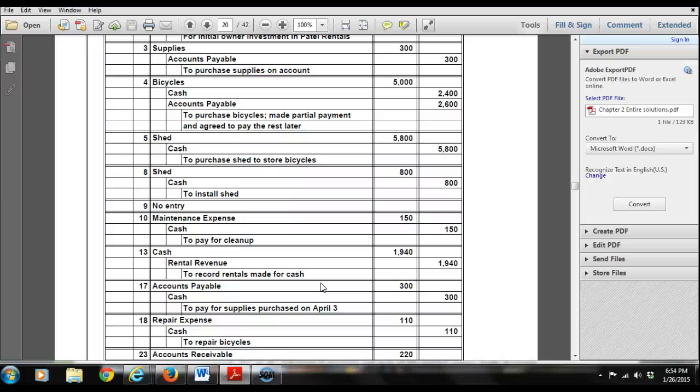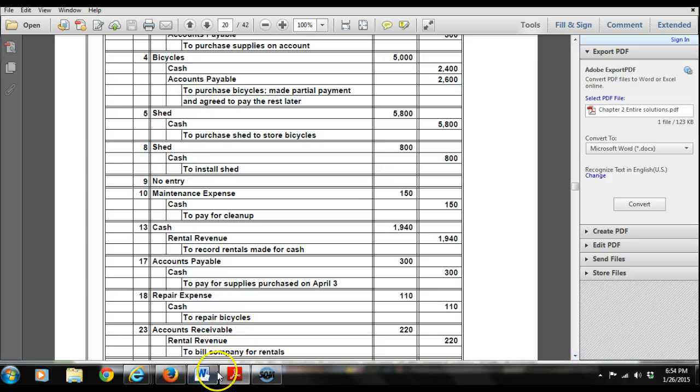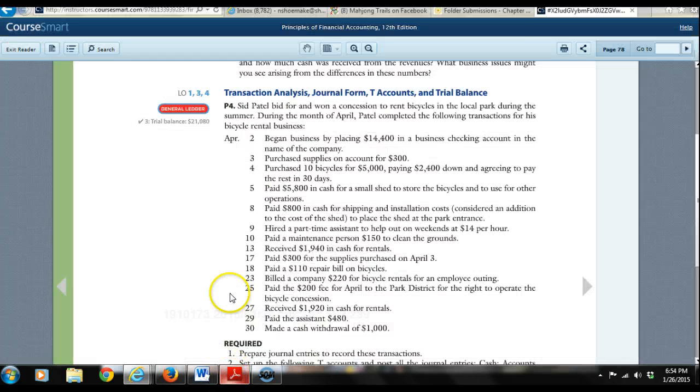The liability account, accounts payable, has a normal credit balance, but when we pay it, we're reducing our accounts payable, which means we'll debit it. We don't owe that money anymore. And we're using cash to pay the accounts payable, so we're decreasing our cash, which means we will credit our cash. Next, it shows we paid a $110 repair bill on a bicycle.